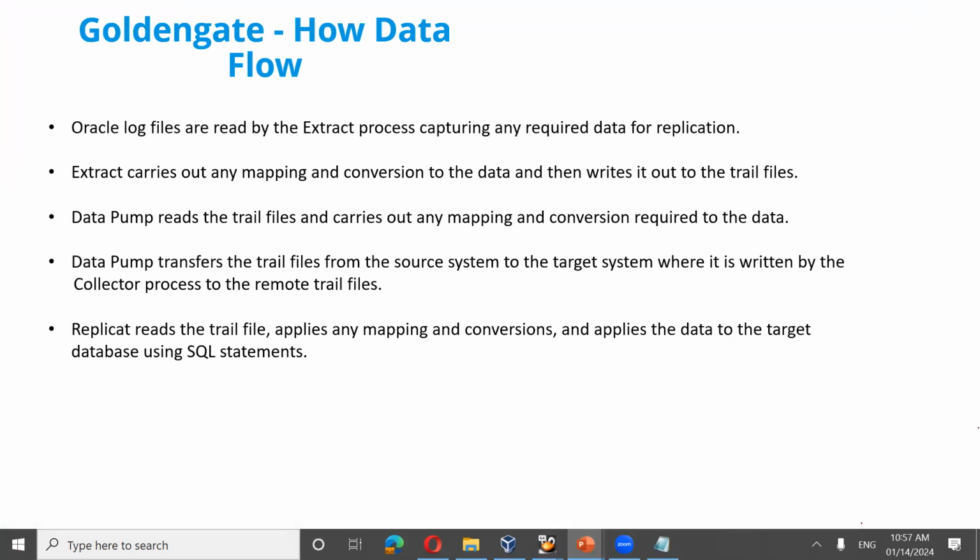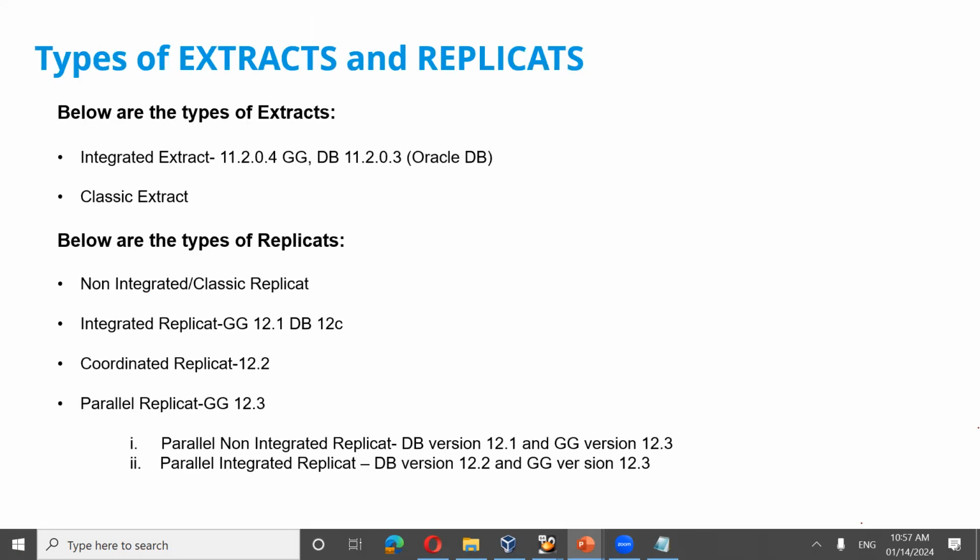So how Oracle Goldengate data flow happens is, Oracle log files are read by the extract process, which captures any required data for the application. Extract carries out any mapping and conversion to the data and then writes it to the local trail file. Once the data becomes available in the local trail, the data pump reads the data from the local trail, sends it over the TCP/IP network and transfers it to the remote trail on the target system. Once the data becomes available in the remote trail, the replicate process reads the trail file and applies it to the target data.